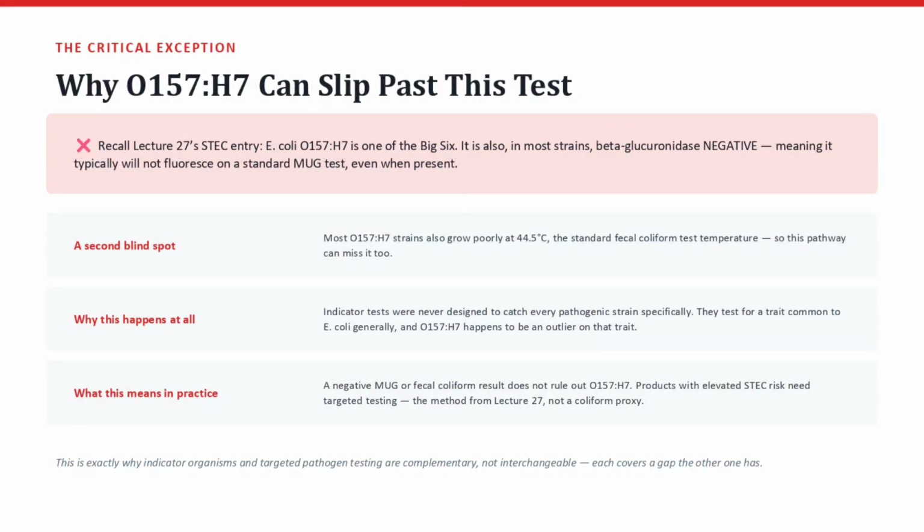And O157:H7 simply happens to be an outlier on that particular trait. What does this mean in practice? A negative mug result, or a negative fecal coliform result, does not rule out O157:H7. Products with elevated SDC risk need targeted testing, the method we covered back in Lecture 27, not a coliform proxy standing in for it. This is exactly why indicator organisms and targeted pathogen testing are complementary tools, not interchangeable ones. Each one covers a gap that the other one has.